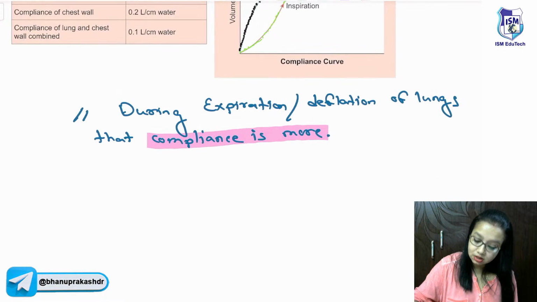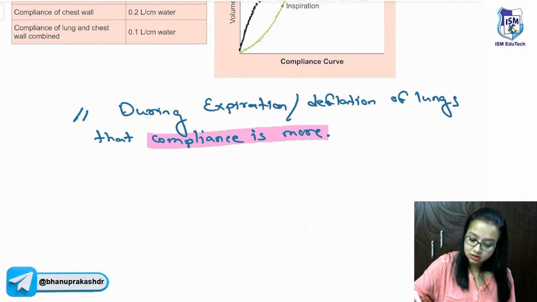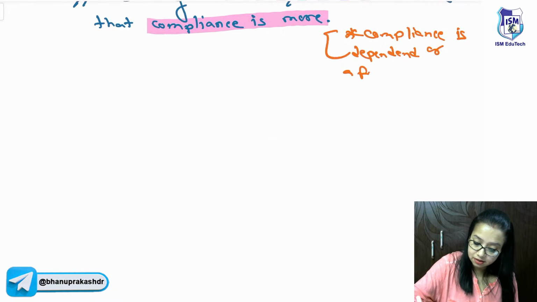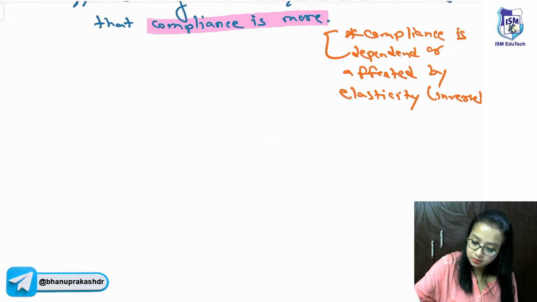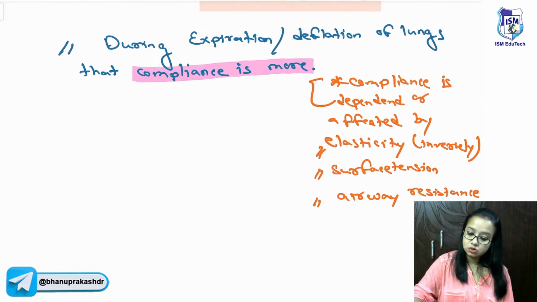And what do we know compared to what is generated during the expiration and inspiration? So what do we know? Compliance, just a quick remembrance, compliance is affected by elasticity, inversely by surface tension and airway resistance. Okay. So that means what?